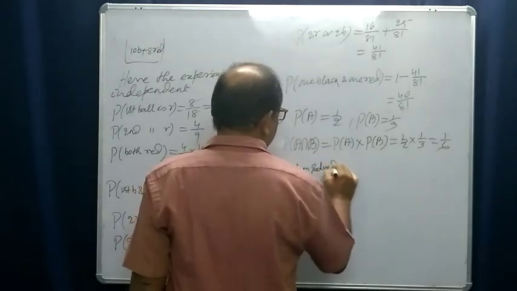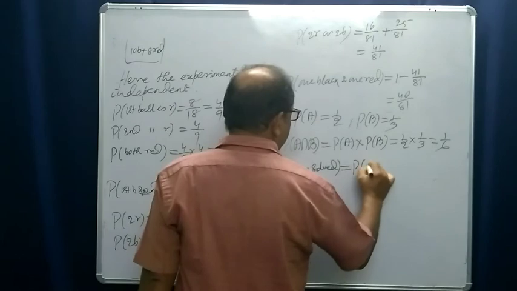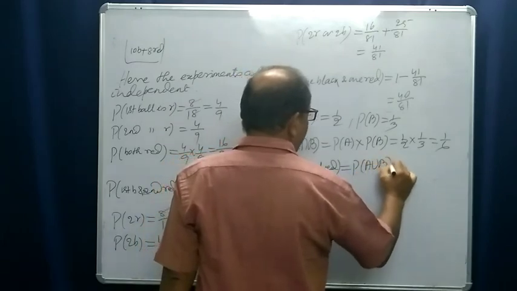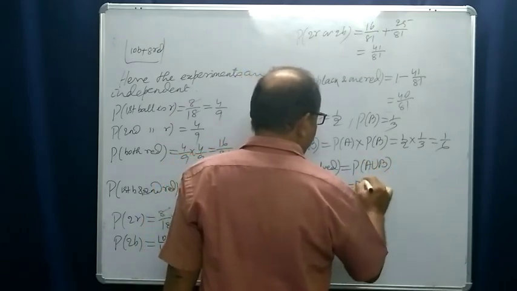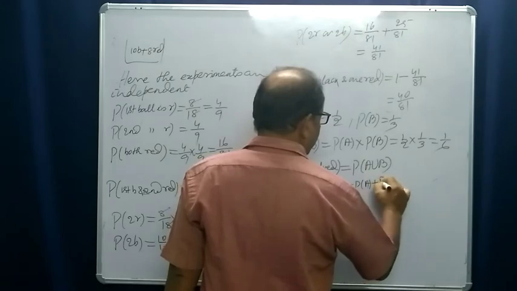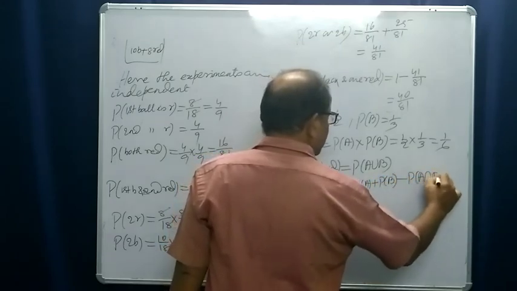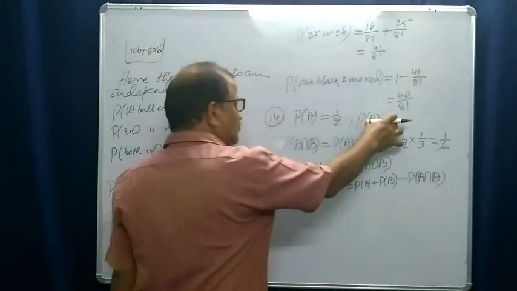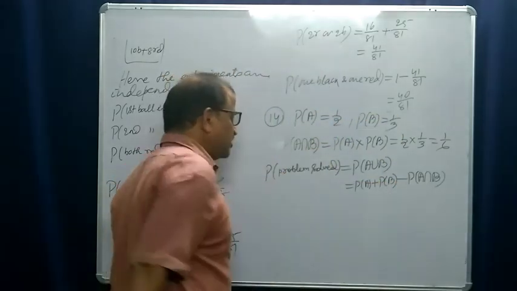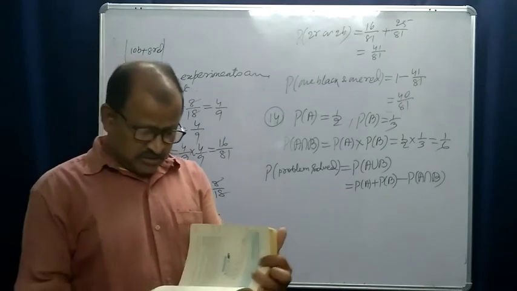Problem solved. How will it be solved? It is solved by A or B. That is probability of A plus probability of B minus probability of A intersection B. You know this, and you know this. Put it here, you will get the result.